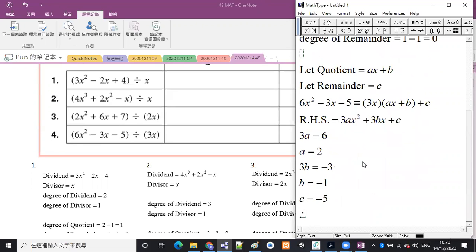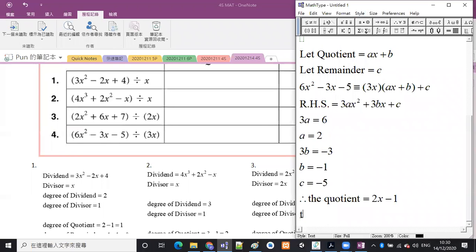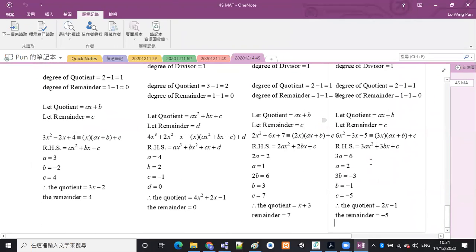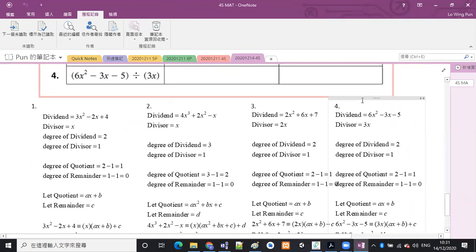Therefore, the quotient is equal to ax plus b, that is 2x minus 1. And the remainder is equal to c, that is negative 5. Okay, so that is how we can do the division like this without doing the long division.